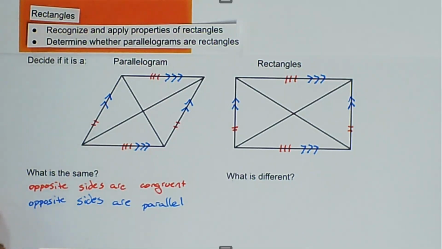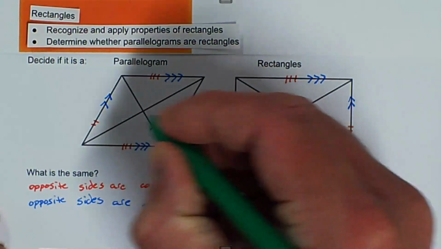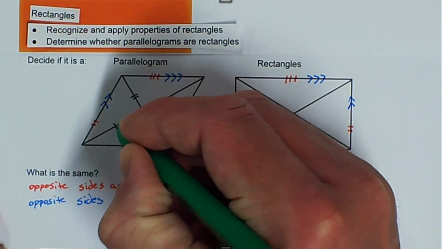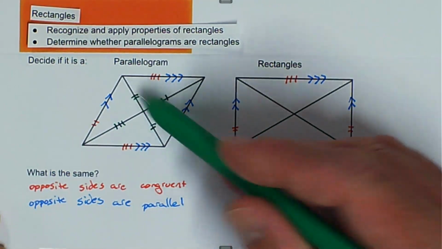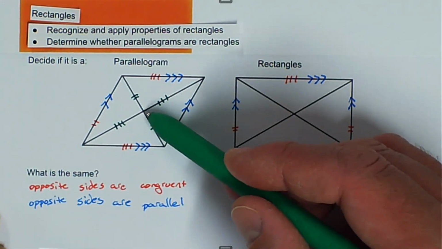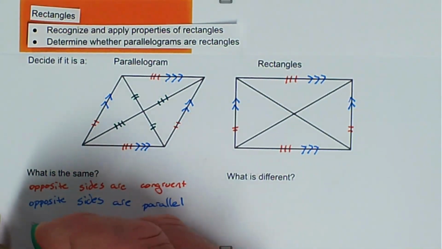Then we know for a parallelogram, we know that diagonals bisect. So we can put 2 congruent marks here and 3 congruent marks here. That shows that this line is bisected because it's cut in half, and this diagonal is also bisected. So it's called the diagonals bisect.